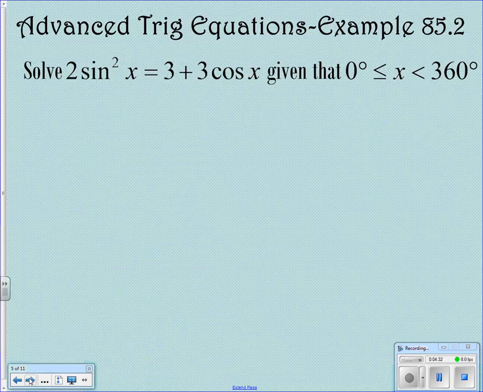Okay, let's look at the next one. We have 2 sine squared x plus 3 cosine of x. We're going to want to replace. Instead of sine squared, we're going to want to say 1 minus cosine squared.